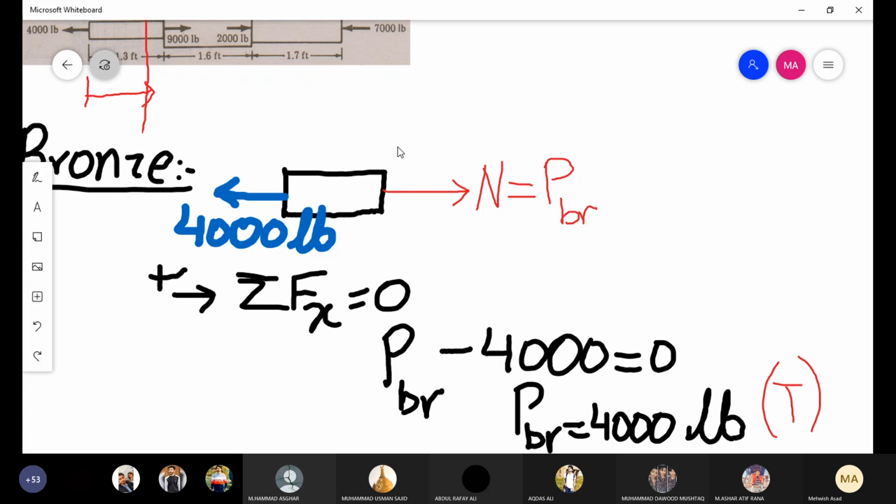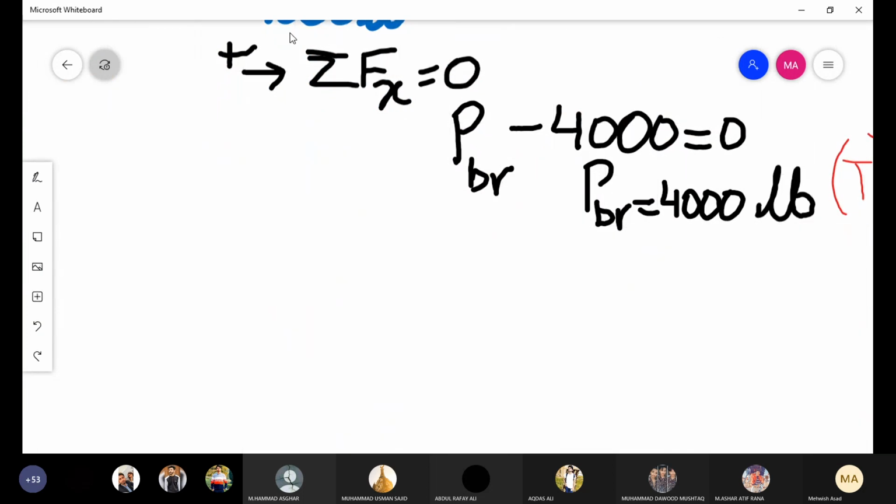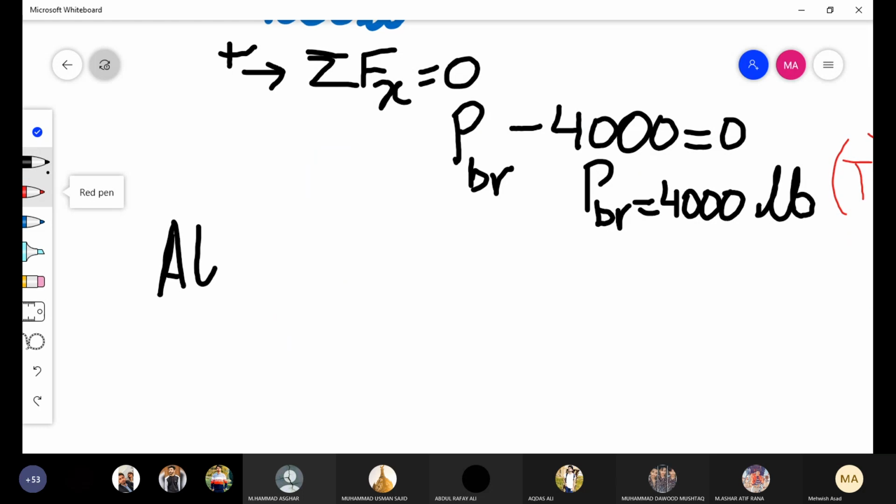For the second material, now we are going to pass another section from the aluminum bar, and we will start from the first segment. Okay, now we will draw its free body diagram. So second segment is aluminum.